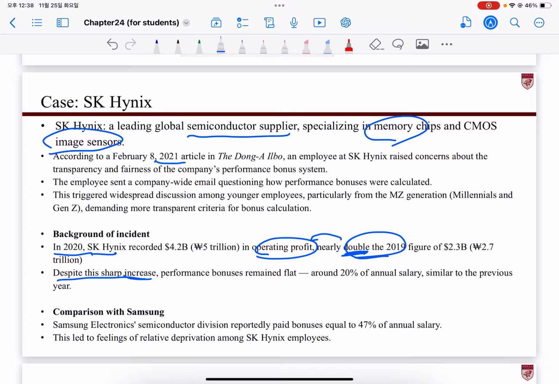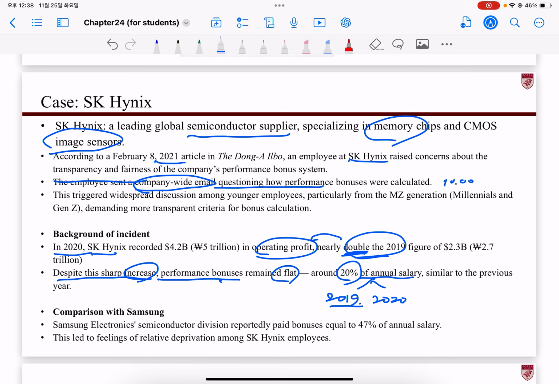But despite the sharp increase in income, the performance bonus of individuals remained flat, which was around 20% of annual salary. Okay, so in 2019 it was 20% of the annual salary. 2020 was also 20%. So one of the bold employees at SK Hynix sent a company-wide email to all the employees and to the managers, saying why their performance bonus remained flat.